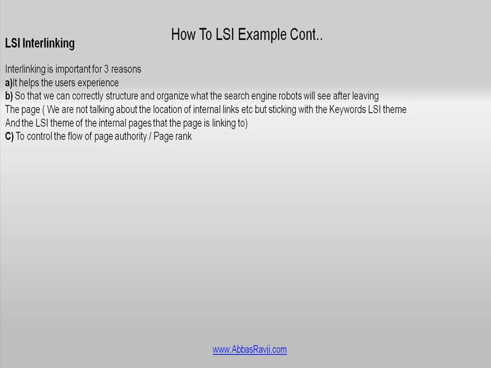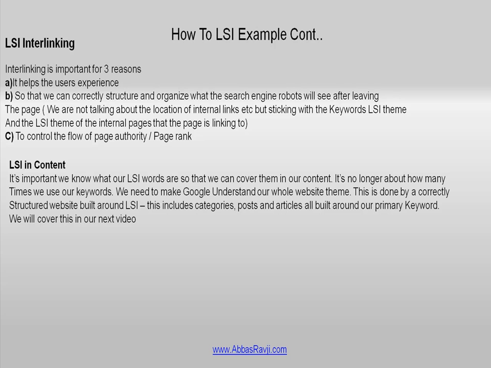So if a search engine robot comes over to a certain page, I'm talking about the outbound links or the internal links that this page is linking to. We want to structure it in such a way so that it's all based and revolves around our main keyword and our main topics. And C, to control the flow of page rank and page authority. Okay, and LSI and content. So again, guys, we've got LSI on site, so internal linking. We're linking in an LSI manner. We're building our categories or our pages based on our secondary keywords.